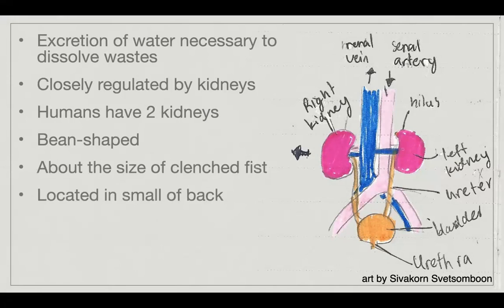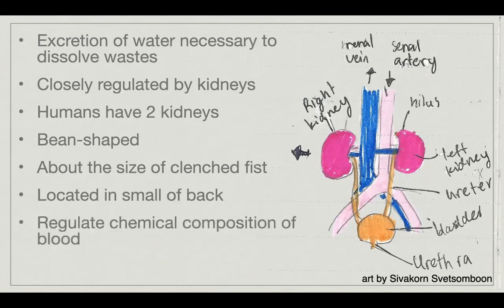They are located in the small of your back. So if you feel your back right above your butt, where your spine kind of curves in a little bit, your kidney is on either side of your spine there. Their job is to regulate the chemical composition of the blood. This is why when your heart pumps, about 25% of the blood that leaves the heart goes straight to the kidneys.